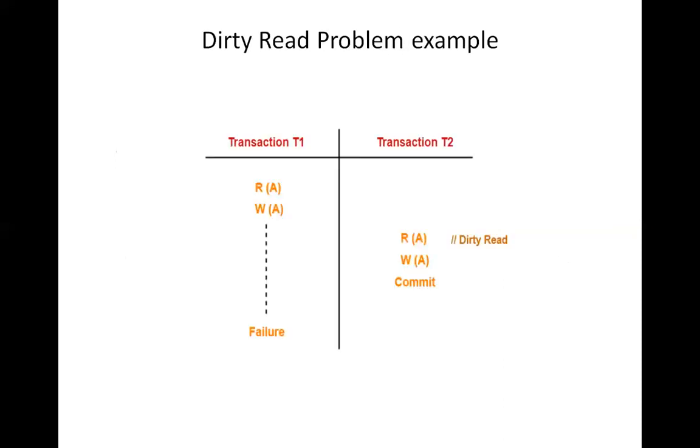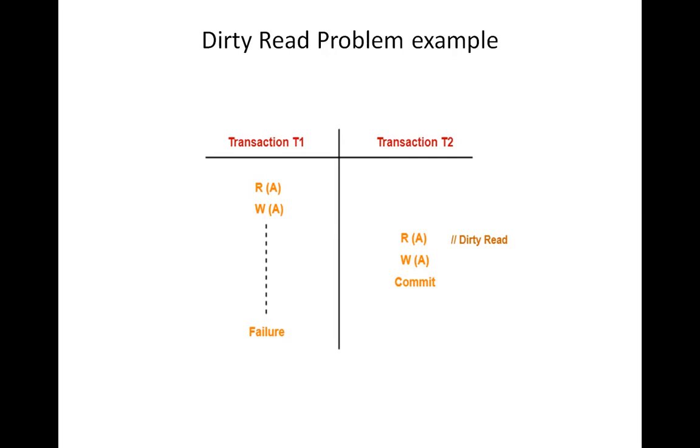This is the example of the dirty read problem. There are two transactions, T1 and T2. Here T1 reads the value of A, then T1 updates the value of A in the buffer. After that, T2 reads the value of A from the buffer. T2 writes the updated value of A. Then T2 commits its transaction. After that, T1 fails in later stages and rolls back its transaction.